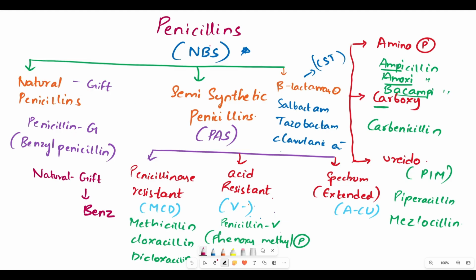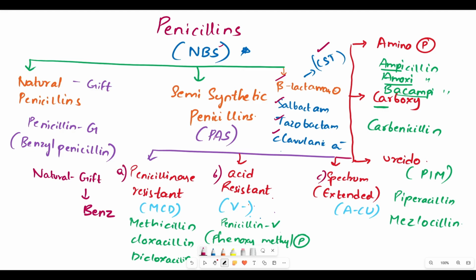Now coming back to the second letter B, B means it is beta lactamase inhibitors. Here remember the trick as CST, where C means it is clavulanic acid, S means it is sulbactam, T means it is tazobactam. Now coming to this most important class, which is S, semi-synthetic penicillins. To remember the subclasses under the semi-synthetic penicillins, remember it as PAS, where P means it is penicillinase resistant penicillin, A means it is acid resistant penicillins, and S means it is spectrum, that is extended spectrum penicillins.